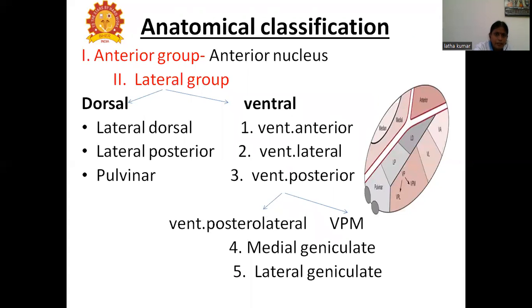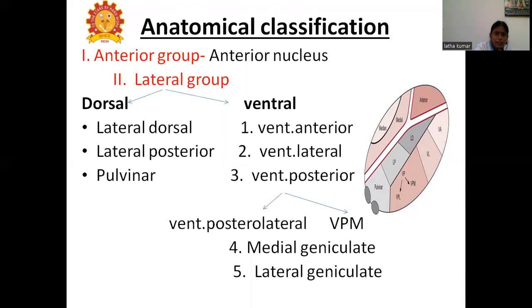So this is given in the flowchart form. The nuclei are given in the flowchart form. Anatomical classification: anterior group nucleus. That nucleus is called anterior nucleus. That is present in the bifurcation of the internal medullary lamina.